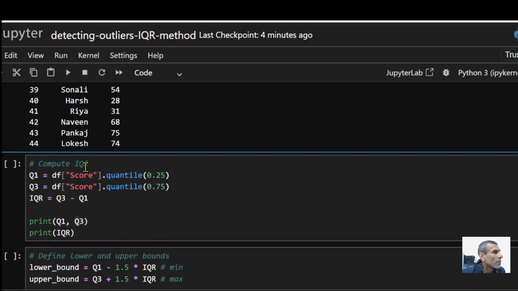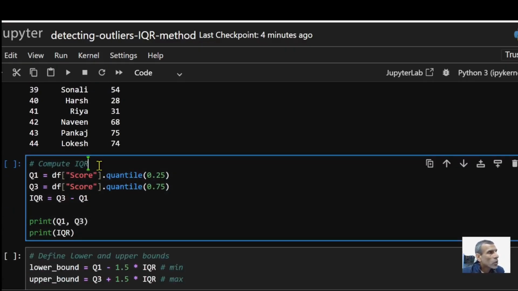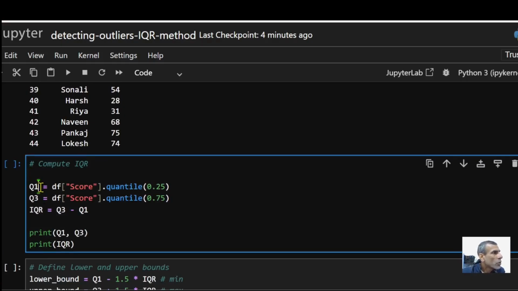So let's determine that. In order to find your IQR, you need to know your Q1 and Q3. Your Q1 refers to your 25th percentile. And the way you find that out is using this inbuilt method called quantile.